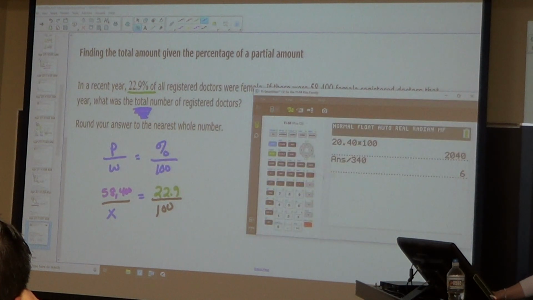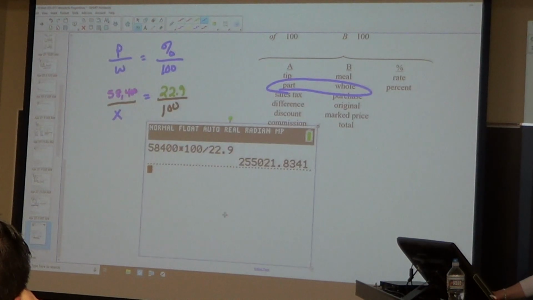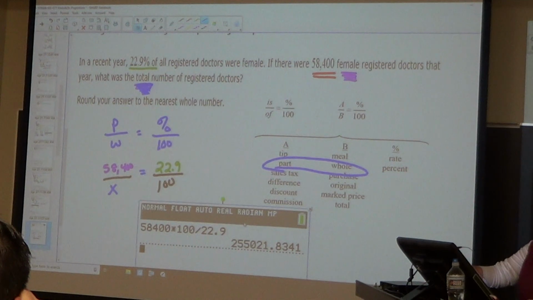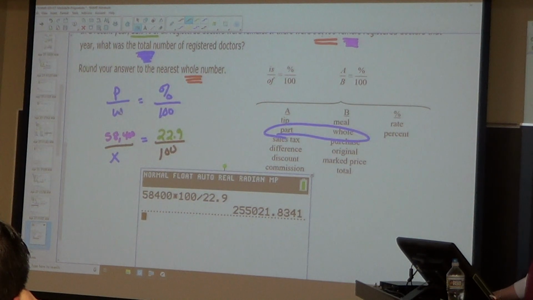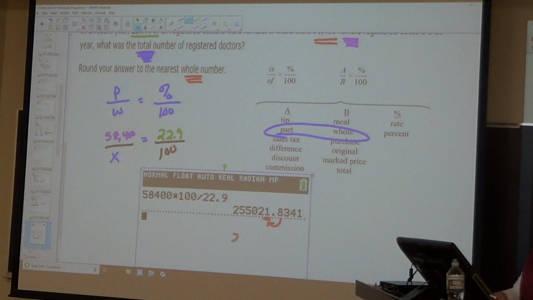So, when I do my cross multiplication, 58,400 times 100 divided by 22.9. Now, my next big hurdle is that the problem says round to the nearest whole number. Because we're talking about doctors, we can't have part of the doctor. What number am I going to underline for whole numbers? Which number? I'm going to underline this one. So 255,022. That's going to be my answer.